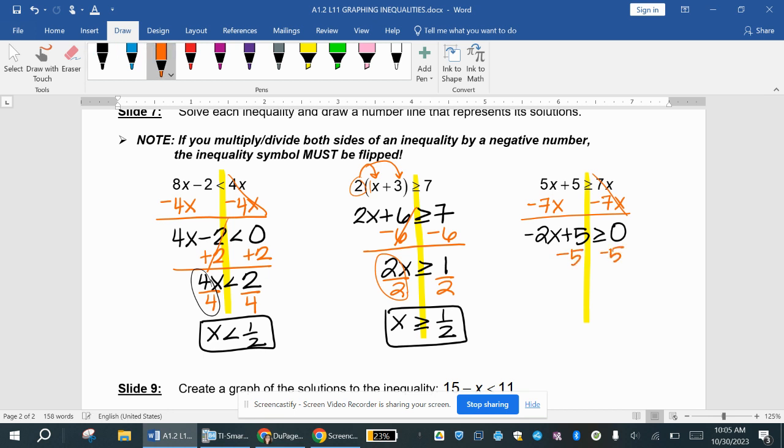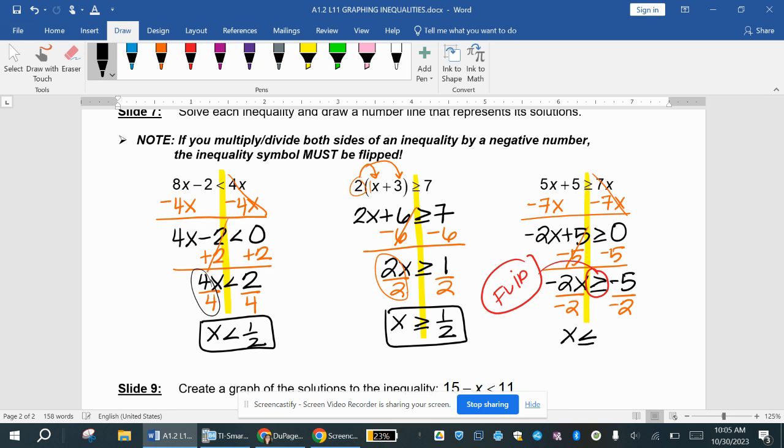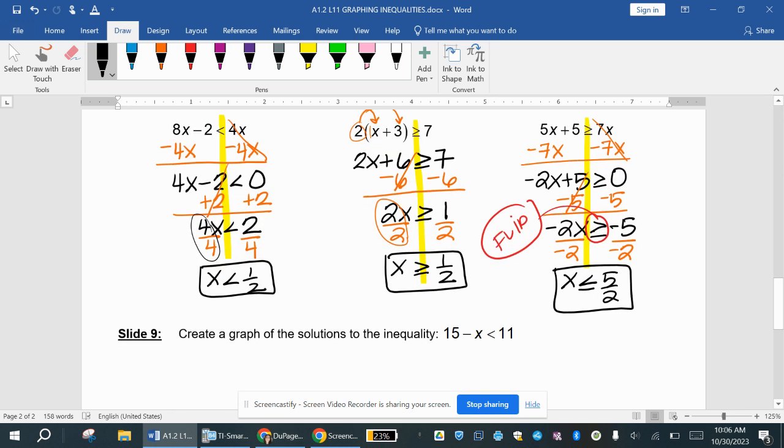Subtract the 5. Divide by -2. So that means we're going to have to flip the inequality, okay, because I'm going to divide both sides by a negative. So instead of being a greater than or equal to, it's going to be a less than or equal to. -5 divided by -2 reduces to 5 halves, or you could also write it as 2.5. So from now on, remember the rule. If you multiply or divide both sides by a negative, you have to flip the inequality.